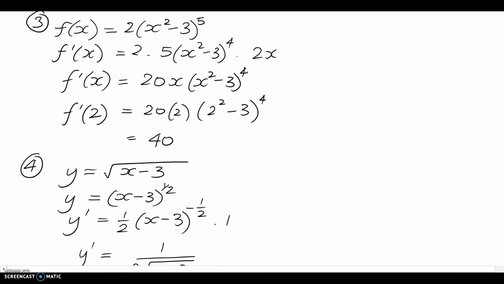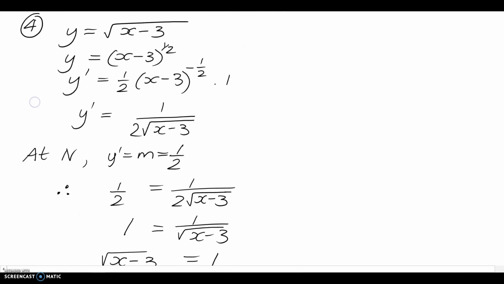And I've just brought the x out the front. It's usually tidy to do that. So I've got 20x outside of x squared minus 3 all to the power of 4. And now I want to specifically know what that is when x is 2. So we're going to substitute 2 in. And you can see I've done that and got 40.